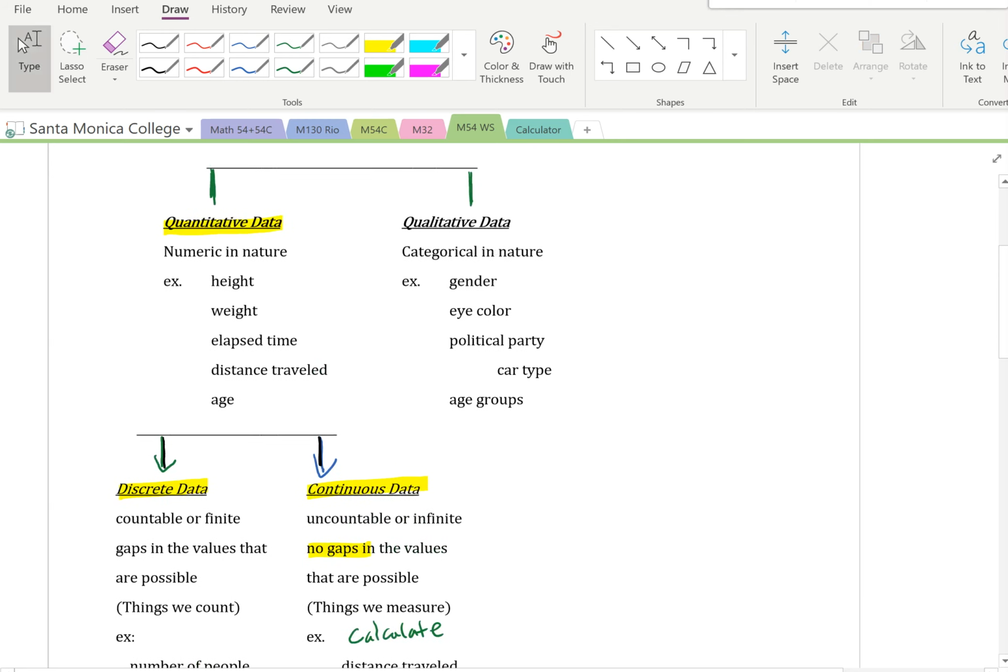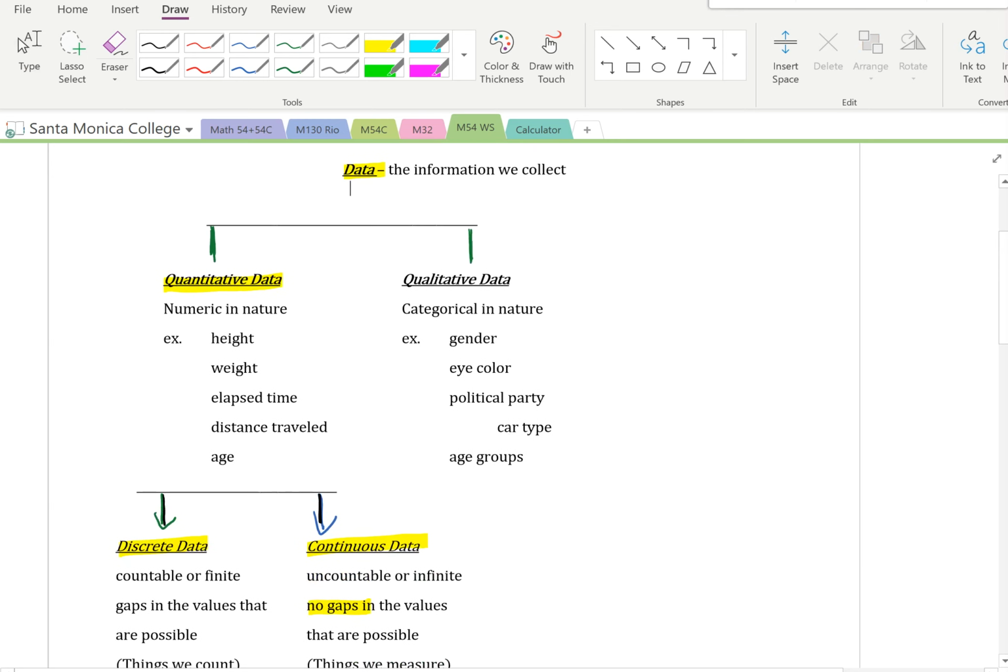Now, another type of data is qualitative data. Qualitative data is categorical in nature. Examples are gender, eye color, political party, car type, age group. Now, one common mistake that I've seen in one of the first exams I gave last time was zip code. Zip code is also qualitative.